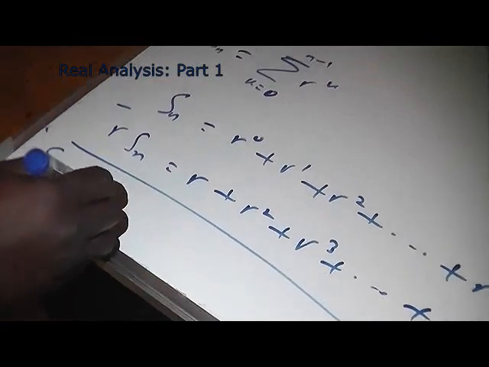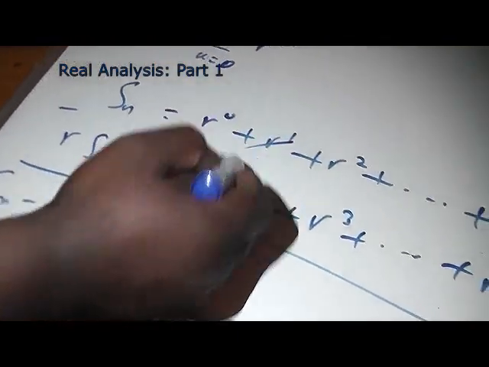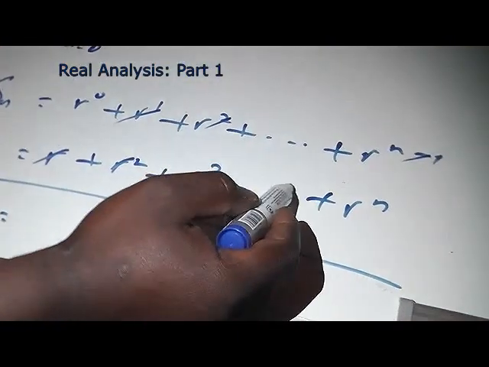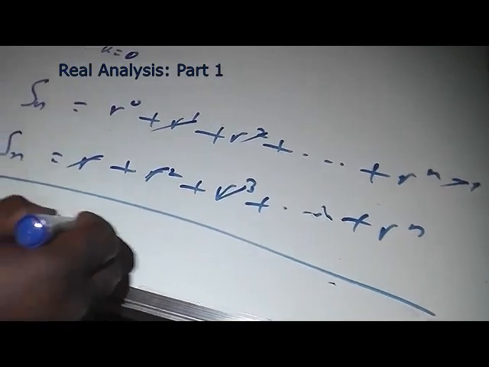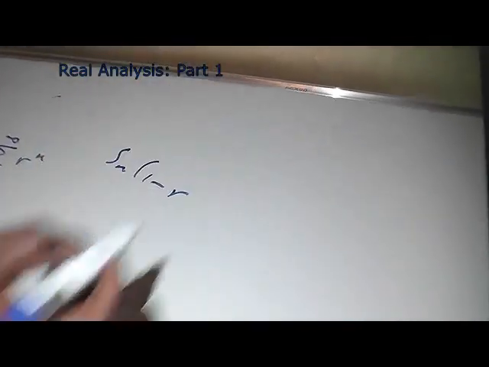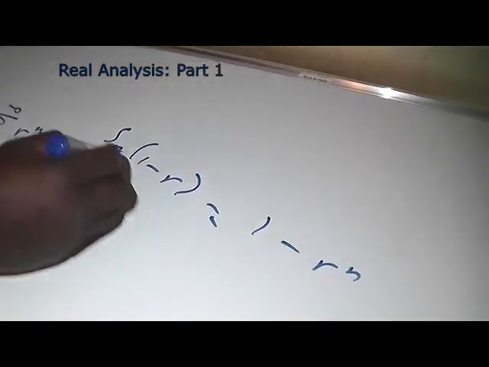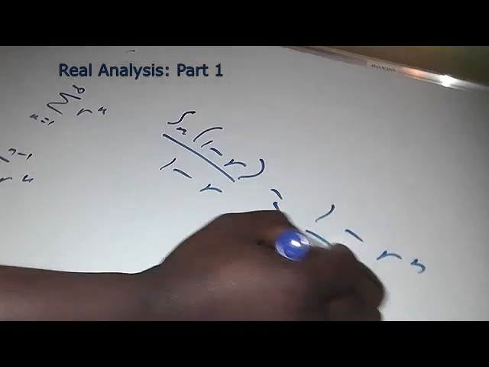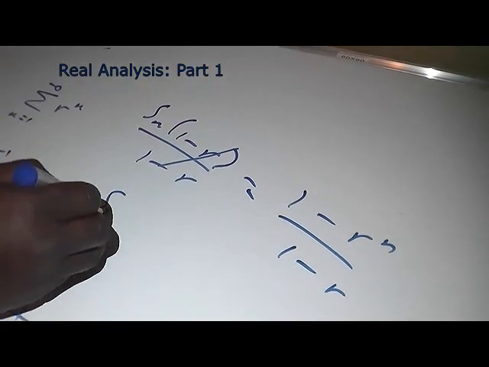If you subtract Sn minus R Sn, what you get is the first term, 1, minus R to the power n. You can factor out Sn to have Sn into 1 minus R is equal to 1 minus R to the power n. Dividing both sides by 1 minus R yields the result.